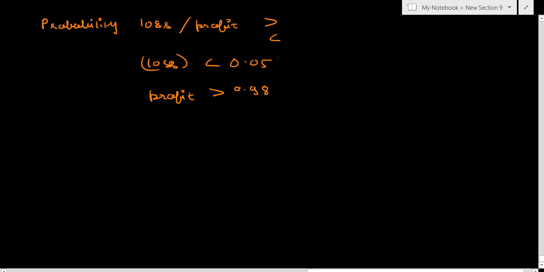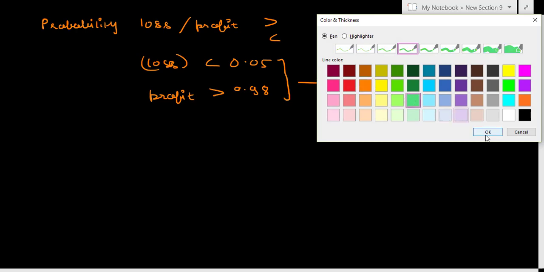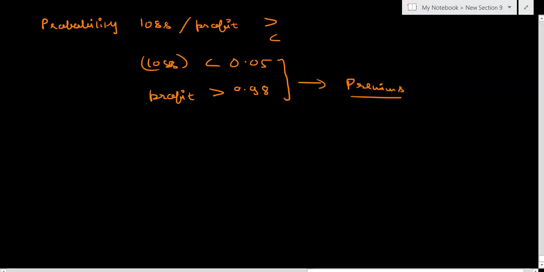So they can give you such criteria, and based on these criteria, you have to calculate the amount of premiums. For this I have an example to explain how things work here. The basic idea behind this is that we do not want the probability of incurring a loss to be more than a certain level, or we want a minimum probability for a profit. That is the basic idea. Let's look into how we do it.